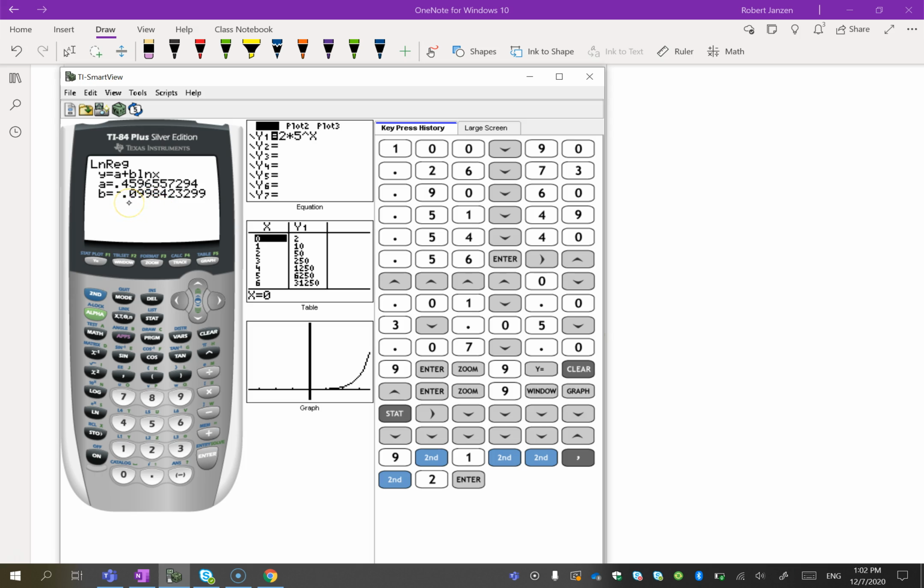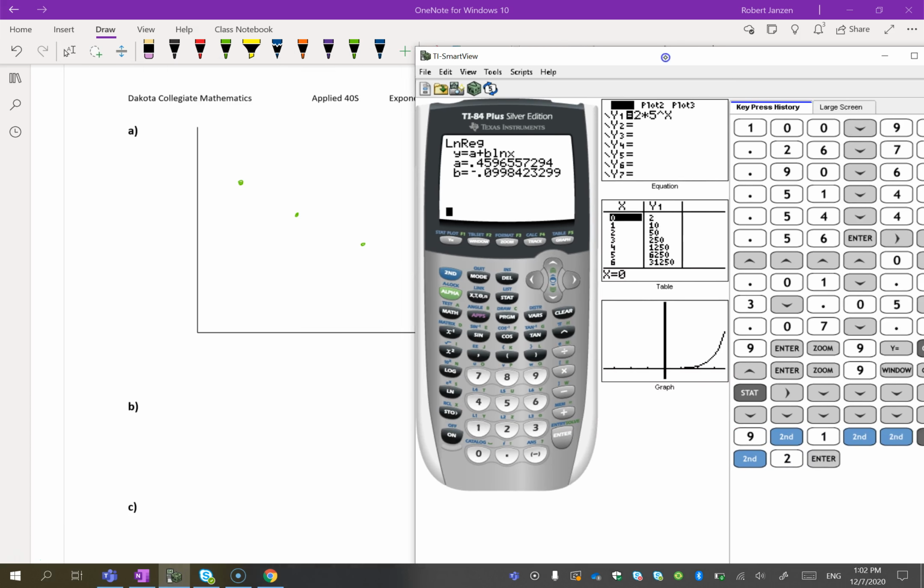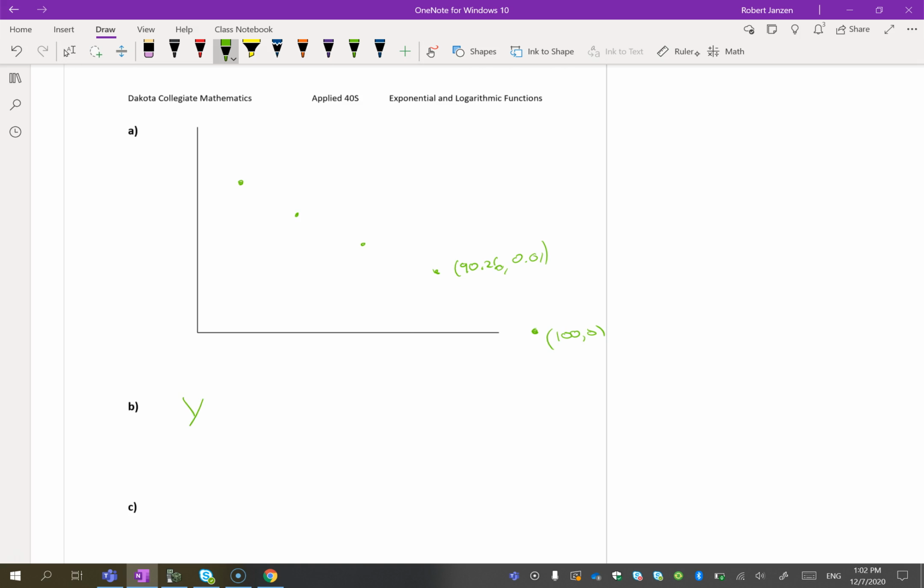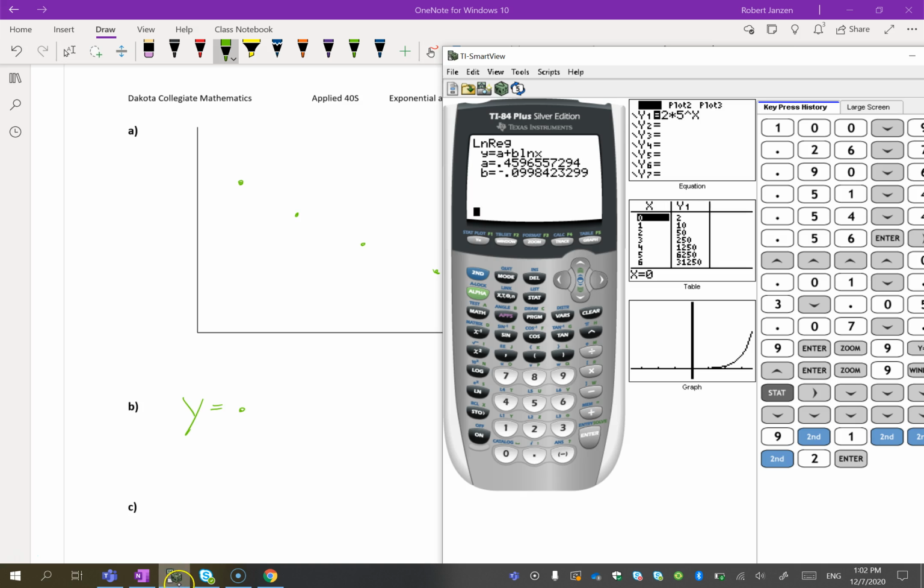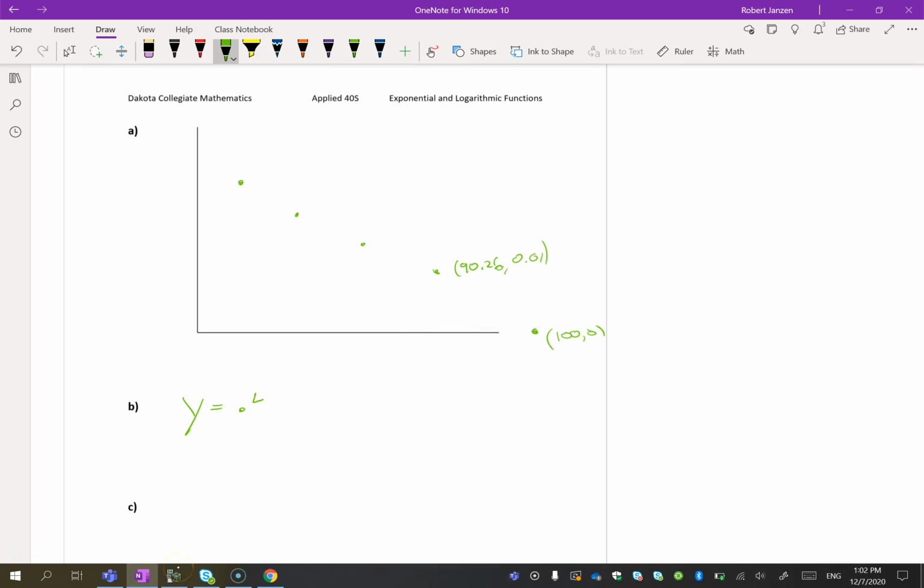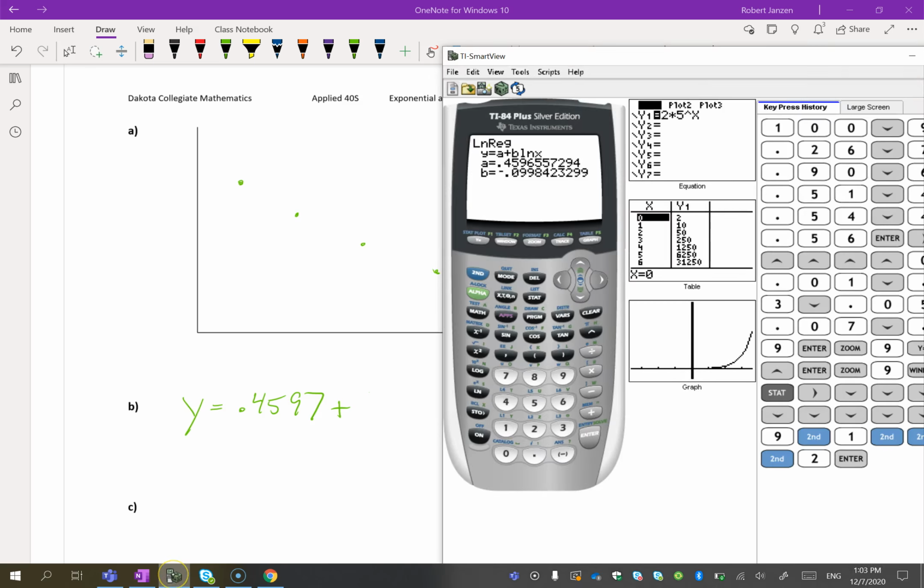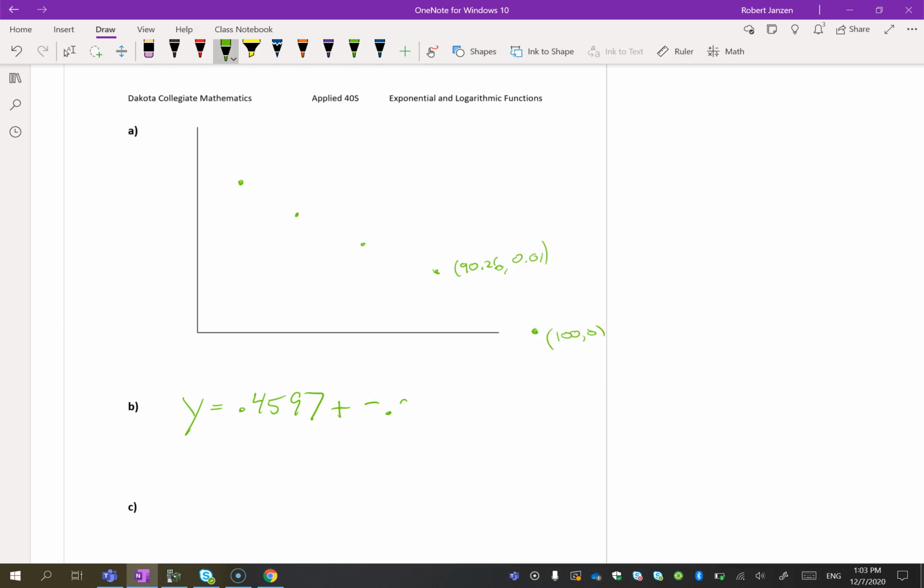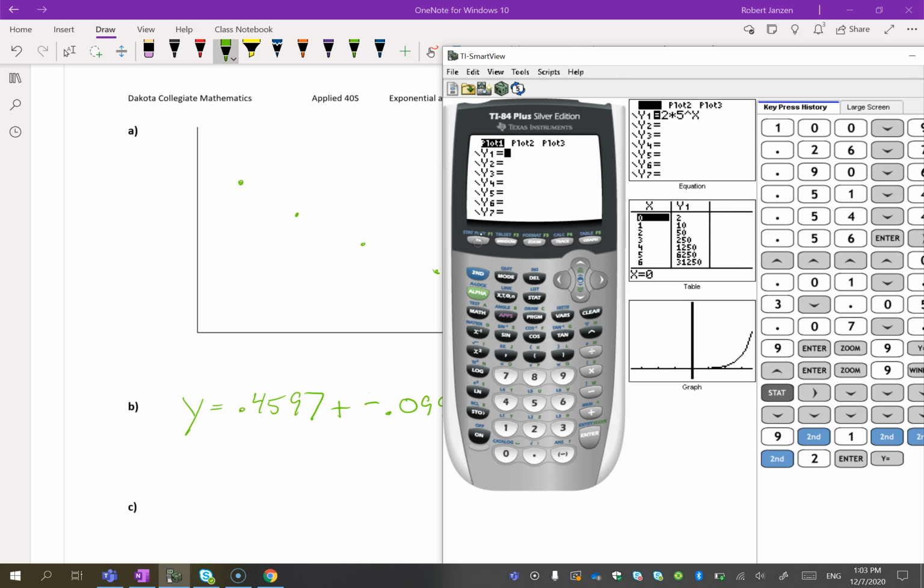So let's write what this is. Okay, this is y equals, A is 0.4597 plus, oops, I forgot to put the b value, plus negative 0.0998 ln x. That's the regression equation. Let's go and paste that.